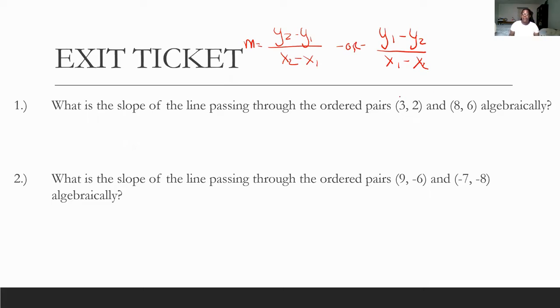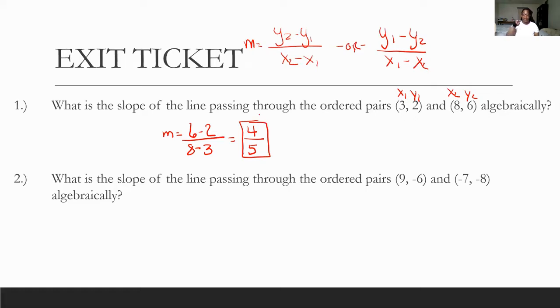Since (3, 2) is the first point that I see, since we read from left to right, this will be my x1 and my y1. That means my (8, 6) is going to be my x2 and my y2. So let's plug it in. If I use my first formula, I'm going to have m equals 6 minus 2 over 8 minus 3. So 6 minus 2 gives me 4, and 8 minus 3 gives me 5. Since I don't need to reduce 4 over 5, my slope is going to be 4/5.